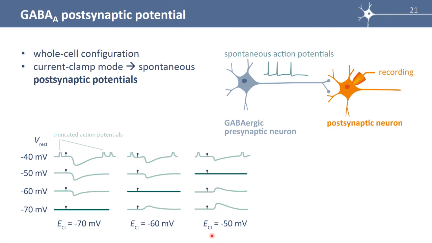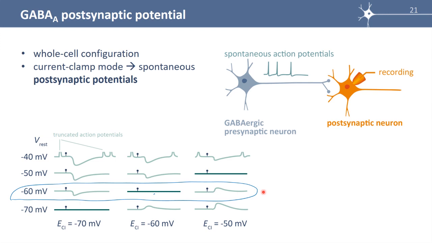And now when the reversal potential is around minus 50 millivolts, GABA has a depolarizing action at hyperpolarized potentials, more hyperpolarized than minus 50. At minus 50, it has no effect. And at minus 40 millivolts, it has a hyperpolarizing effect. So if we look, for example, at a membrane potential of, let's say, minus 60 millivolts, in some neurons, GABA will be hyperpolarizing. In some neurons, it will have no visible effect, because we will see that it has an effect, but we will see it later. And sometimes it has a depolarizing effect.